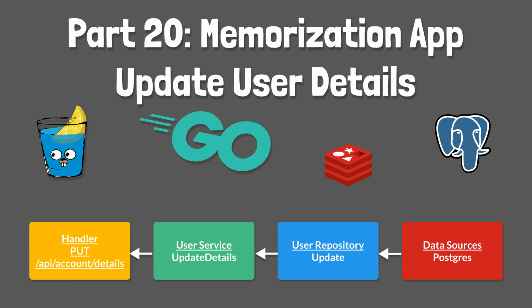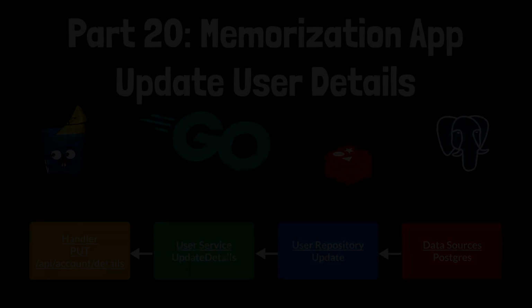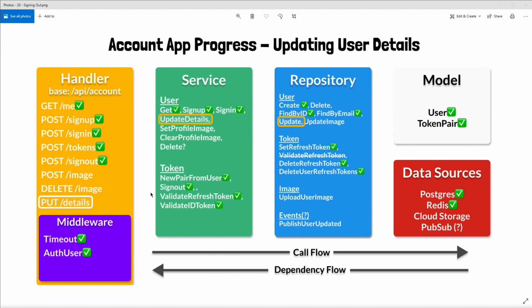Today we'll create a handler, service method, and repository method for updating a user's details. If we go back to our diagram, I've highlighted what we will work on today. We'll make a PUT endpoint on the details route, slash details, that will have a handler that reaches out to an update details service in the user service, which will then reach out to an update method on our user repository, which works with our Postgres database.